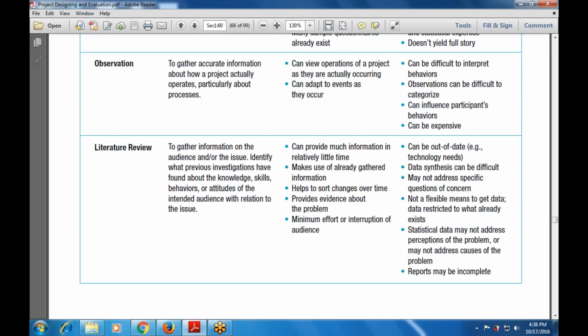It is to gather information on the audience, or to identify what previous investigations have found about the knowledge, skills, behavior and attitude of the intended audience in relation to the issues, whatever issues are available for the task.